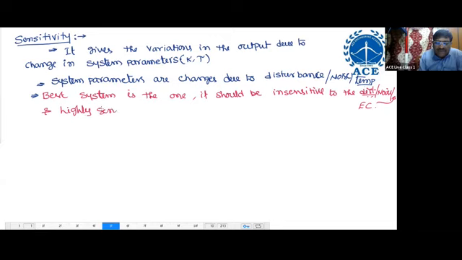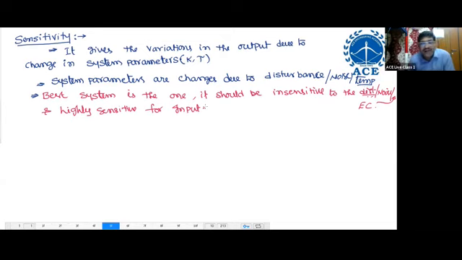A system should be highly sensitive to input. If anything changes in the input, we expect a change in the output. It should be highly sensitive to input, but insensitive to disturbance, noise and environmental conditions. Just like us, we are very much sensitive to mobiles, games and all that, which are unwanted, but we are very much sensitive.